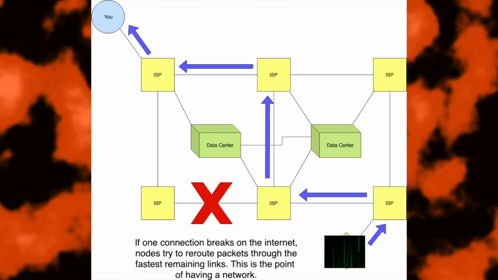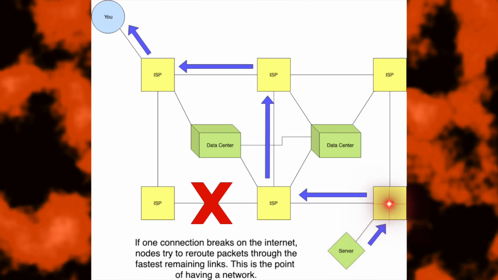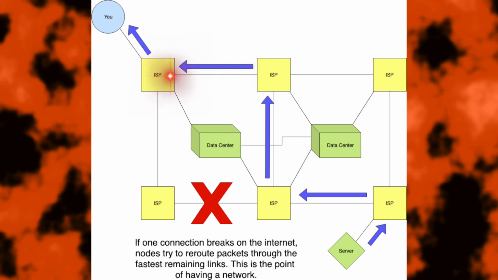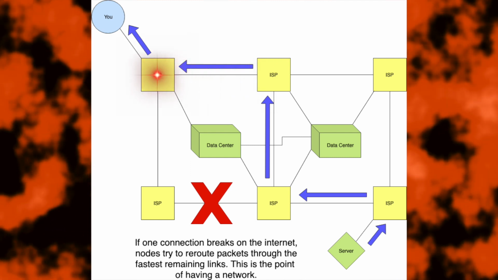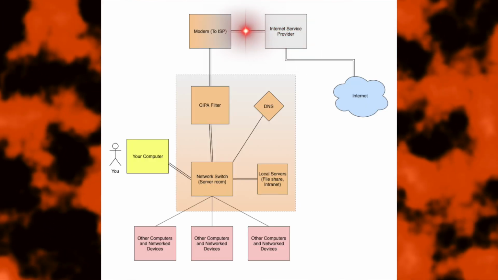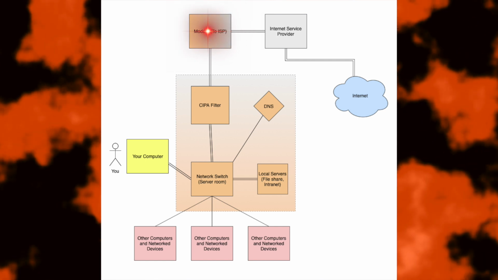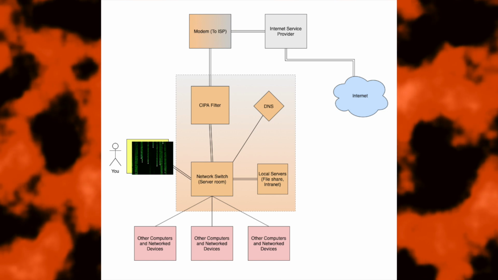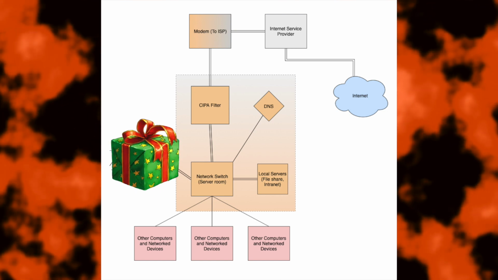The server gets the request, it sends out its response to the closest node, it goes through another node, and then back to the ISP. The ISP sends the package back through the modem, passes it through SIPA to the switch, passes it to your computer, and then your browser opens it like a kid opening a Christmas present.